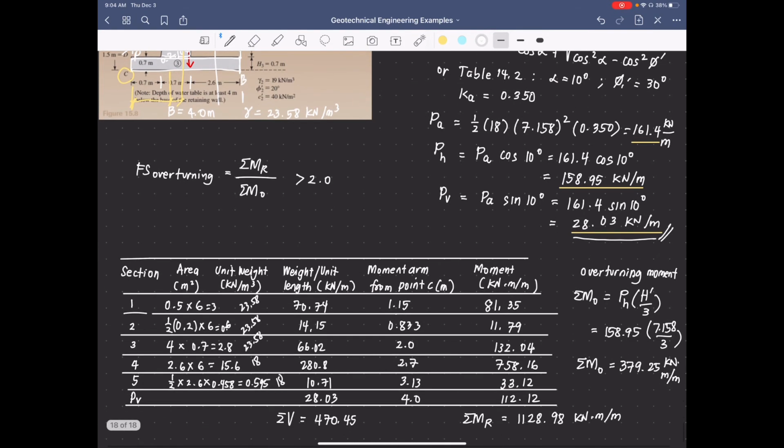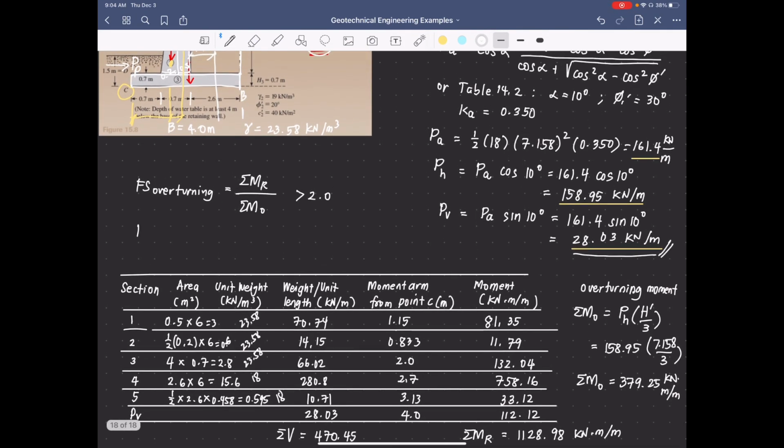Okay, let me just write the answer here. The factor of safety against overturning is equal to 1128.98 divided by 379.25, and this will give us 2.98, which is obviously greater than 2. Therefore it is safe against overturning.